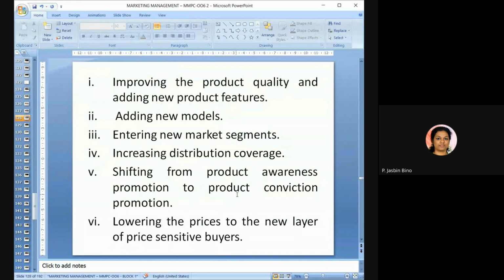They have to shift from a product awareness promotion campaign to a product conviction promotion campaign, because in the growth phase most of the customers will be aware of the product. So next, they have to promote in such a way as to convince the customers, then lower the prices to the new layer of price sensitive customers. So for price sensitive customers, they can reduce the price of the product based on the quality and features.